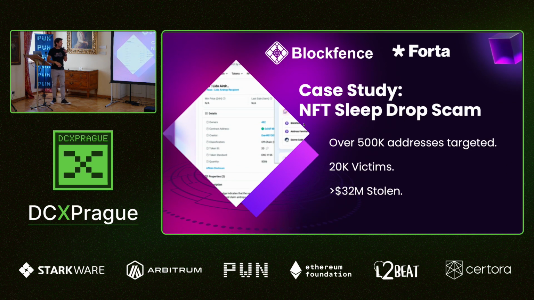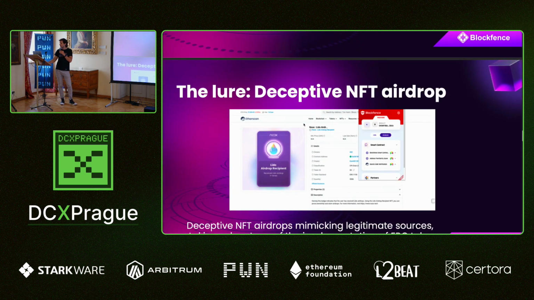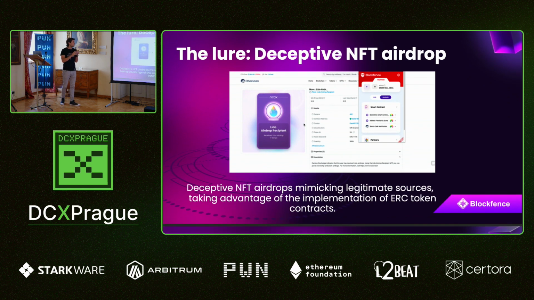And lastly, to show you a little case that we worked on with the people from Forta. It's about an NFT airdrop scam campaign that was targeting 500,000 addresses and had 20K victims, and 32 million dollars were lost. Basically, how a scam airdrop campaign works: first, you have the lure, a deceptive NFT airdrop that you get in your address.